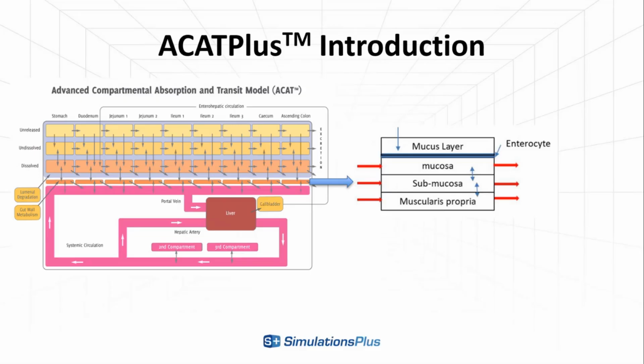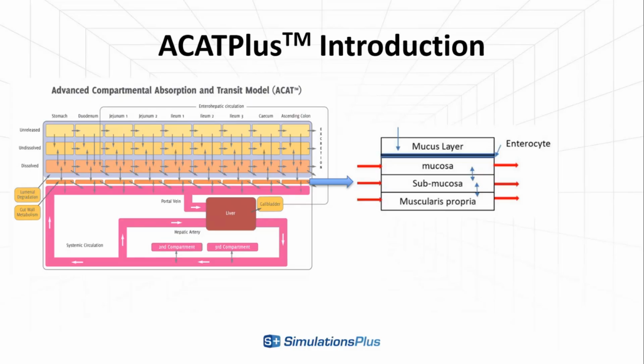The Advanced Compartmental Absorption and Transit model, known as the ACAT model, that you can see here on the left, has been enhanced to incorporate multiple tissue layers surrounding the enterocyte layer, which makes it more suitable for simulations of local drug disposition. Each gastrointestinal segment has 4 extra layers compared to the ACAT model. So you have the mucus layer, the mucosa, the submucosa, and the muscularis propria layer. The concentration in each individual tissue layer and the whole gut tissue could be simulated, which are difficult to measure.